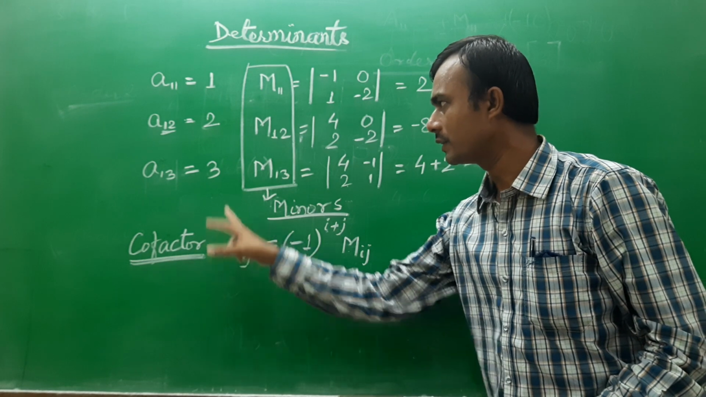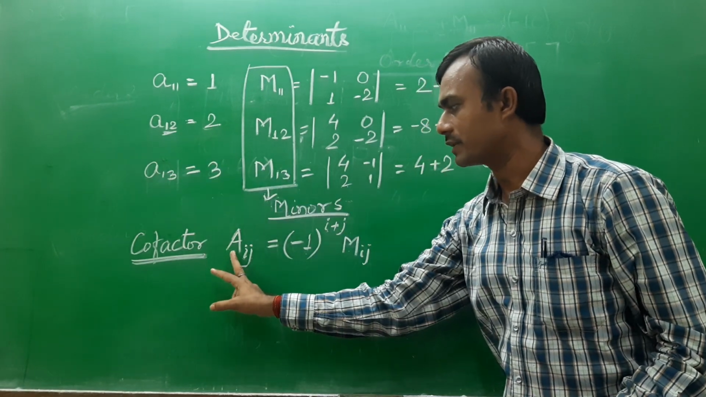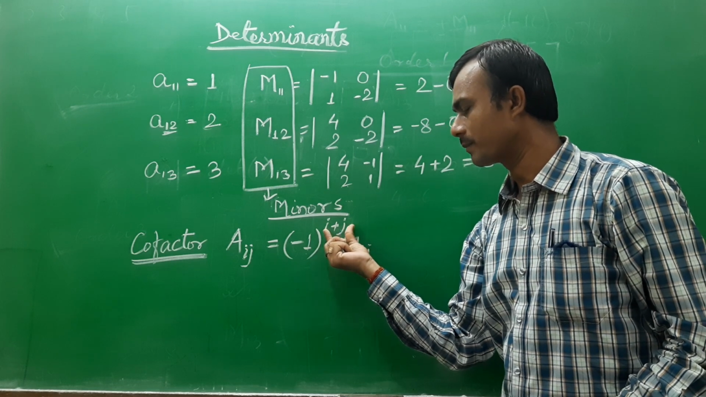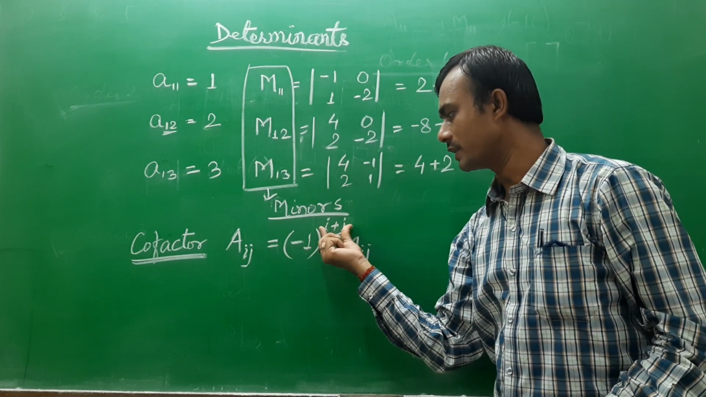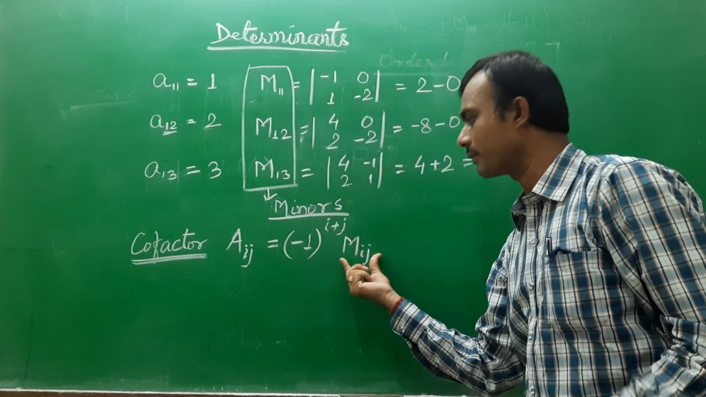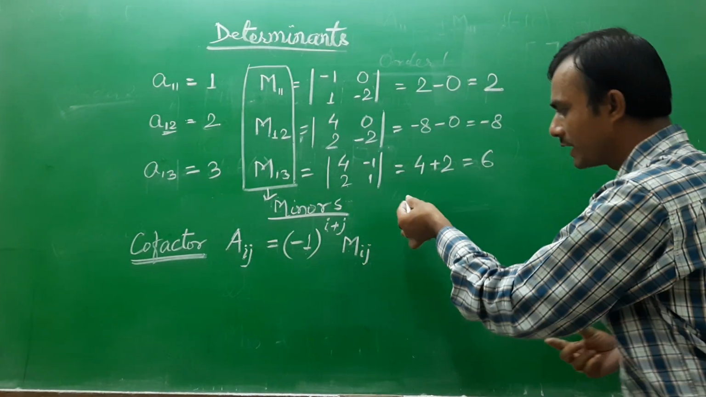If we are finding the cofactor for the second element, 1 2, 1 plus 2 is 3, and minus 1 to the power 3 is minus 1. So it is minus of that minor. So here I am writing directly.